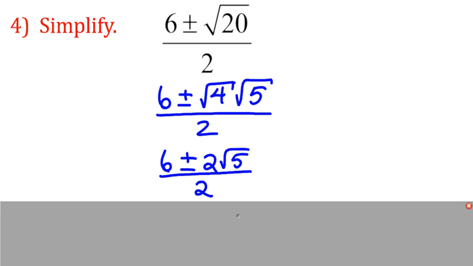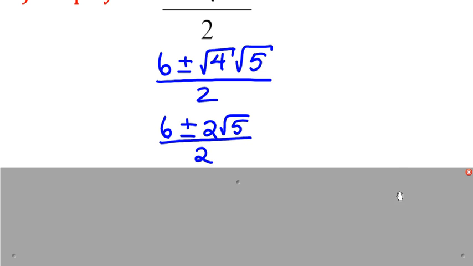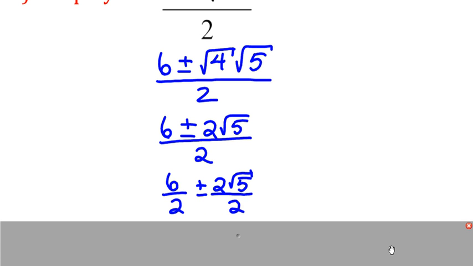This is not fully simplified yet. To keep simplifying, we have to know that we're taking each of these elements and dividing it by 2. So let's think of that separately. We've got 6 divided by 2, plus or minus 2 square roots of 5 divided by 2. Well, 6 divided by 2, or 6 halves, is equivalent to 3. And 2 square roots of 5 divided by 2, well, we've got a common factor of 2 that we could divide out, so that means we're just going plus or minus the radical of 5.